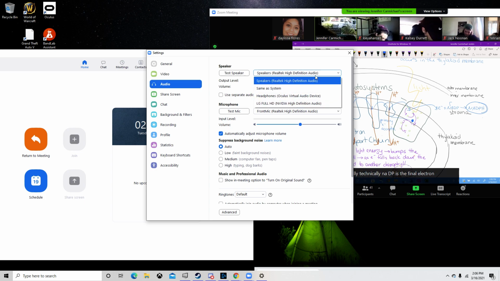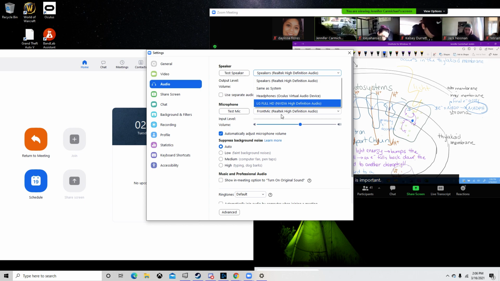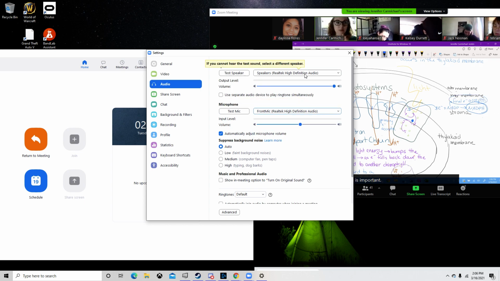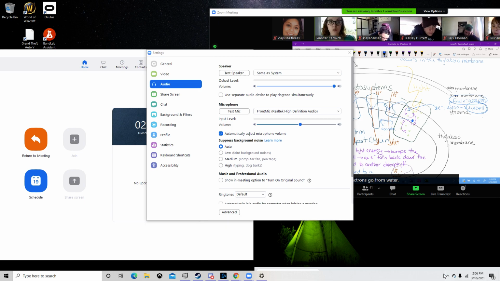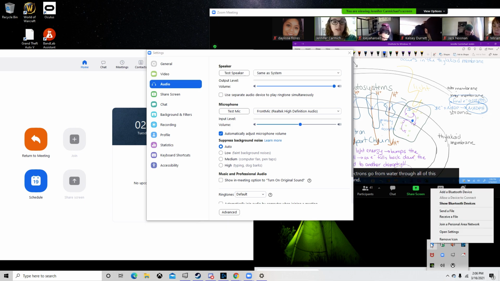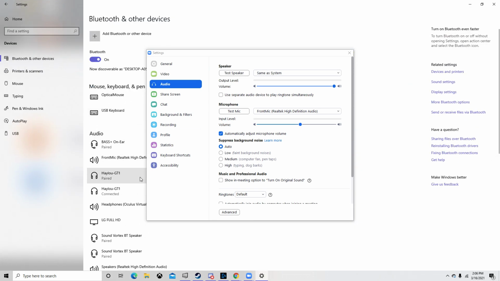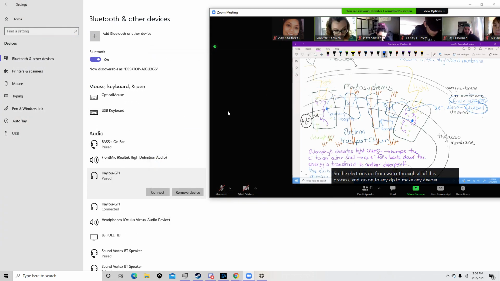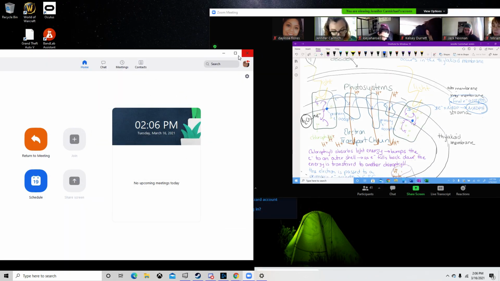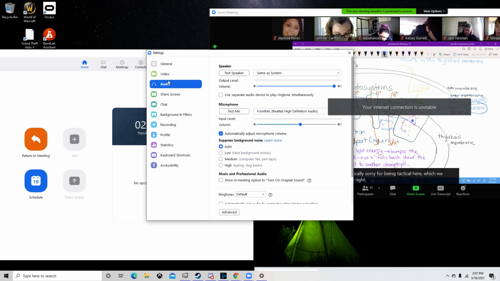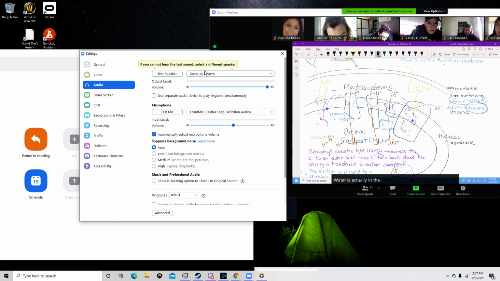Okay, this is important, because this is only step 1, right? We got to move on to step 2. So the electrons go from water through all of this process and go on to NADP to make NADPH. And technically, sorry, if we're being technical here, which we should be, right? Water is actually in the stroma.